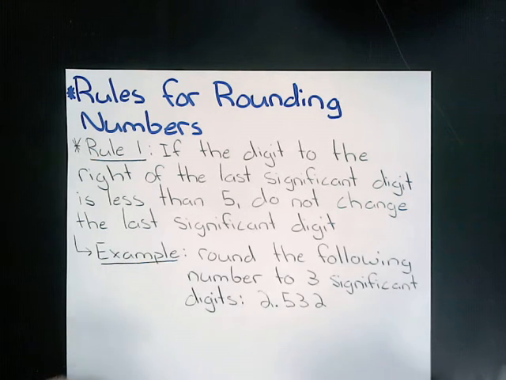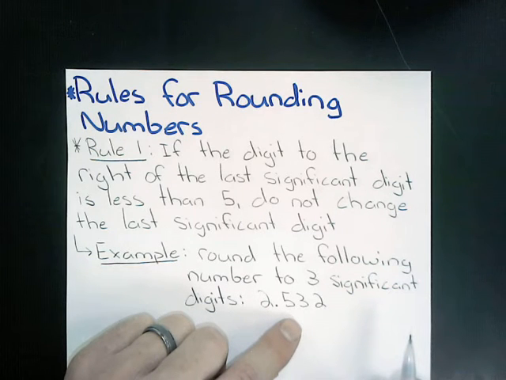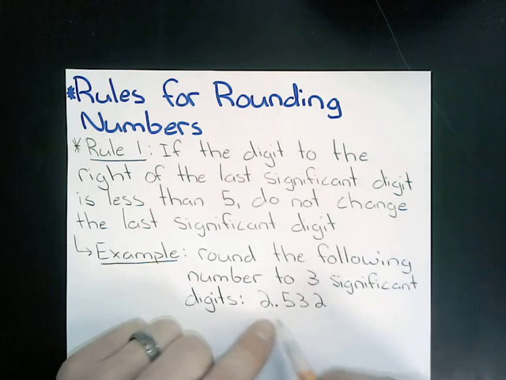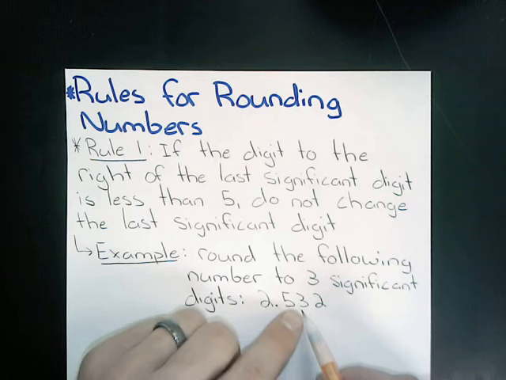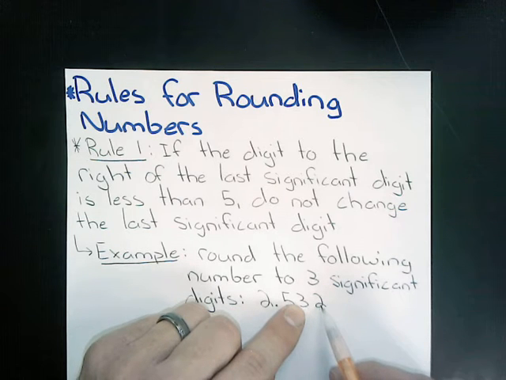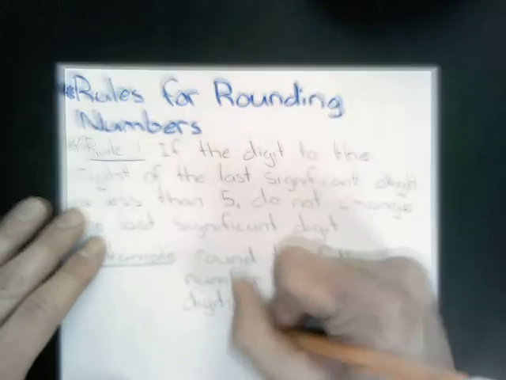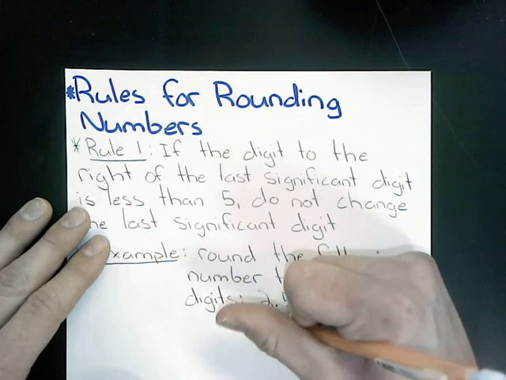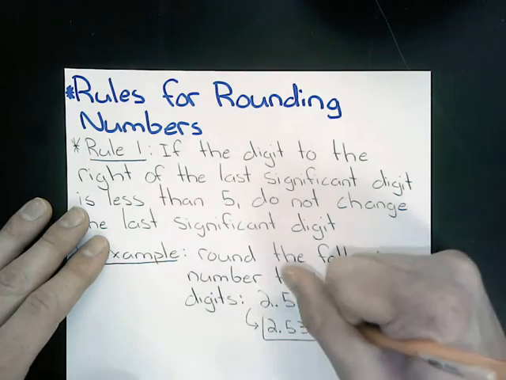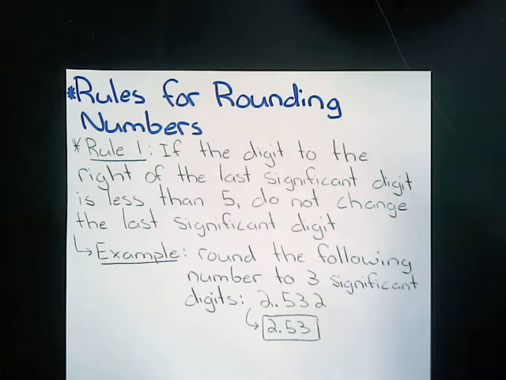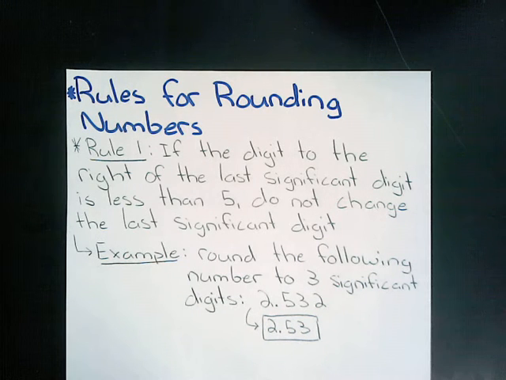Okay, so we want to round to 3 significant digits. So in this example here, 3 significant digits in our number is 1, 2, 3. So our last significant digit is 3. We look to the right. We say, hey, is this a 5 or less? It is. So when we round this, our answer would become 2.53.